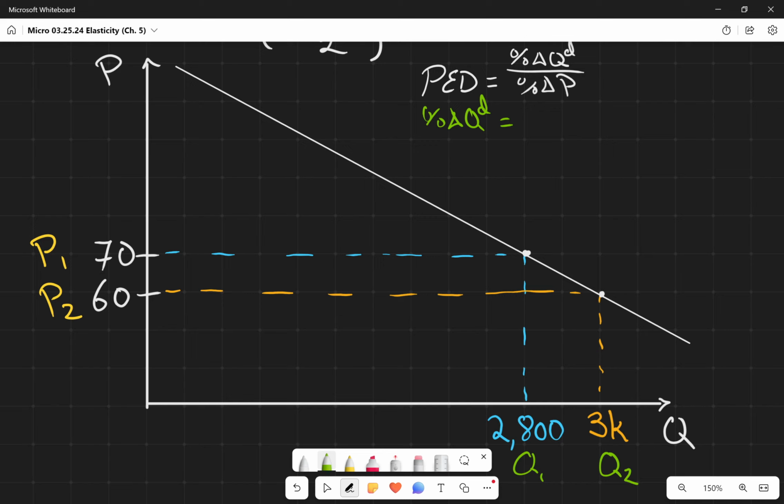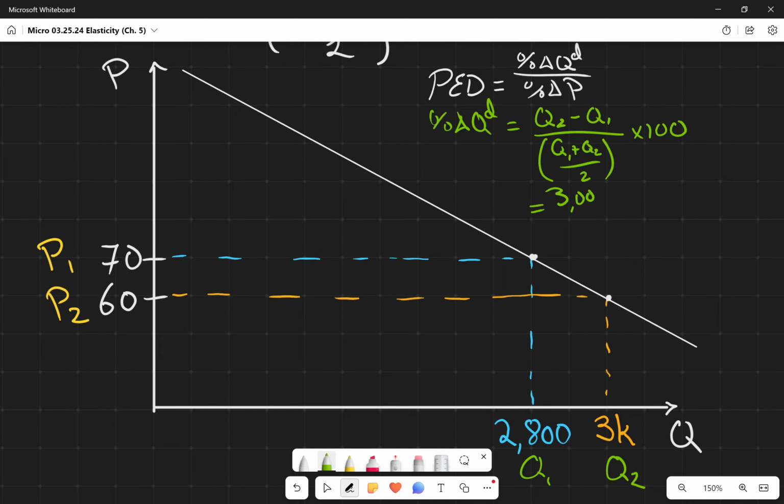All right, so this is going to be Q2 minus Q1 over Q1 plus Q2 divided by 2, times 100. So this is 3,000 minus 2,800 divided by the midpoint between 2,800 and 3,000, which is, you guessed it, 2,900. Then we multiply that by 100, and we end up with a percentage change in the quantity demanded of 6.9%.